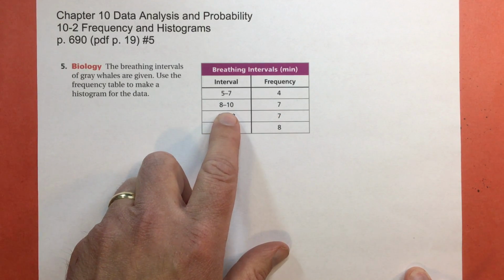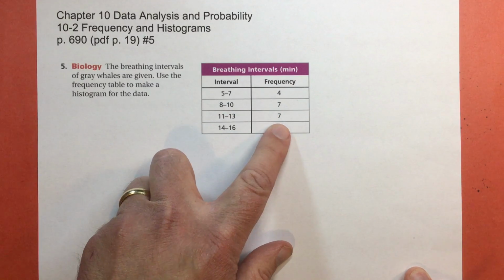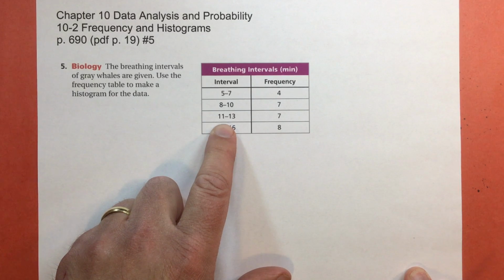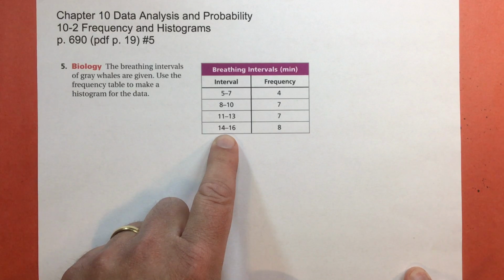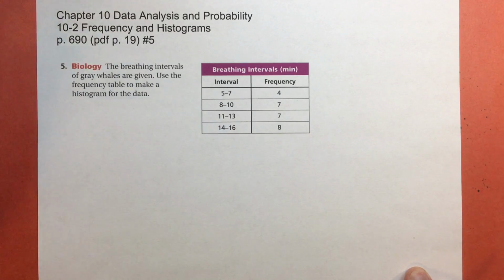7 times it was between 8 and 10 minutes. Another 7 times it was between 11 to 13 minutes. And there were 18 times they took a breath either 14, 15, or 16 minutes for this pod of whales.